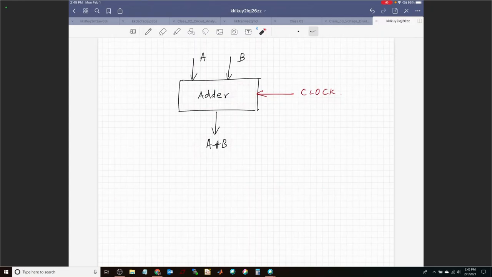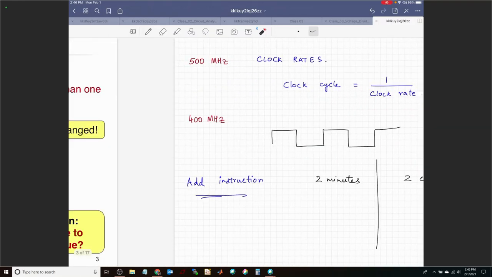So even with the 500 meg clock, or even faster 1 gigahertz processor, 3 gigahertz processor, there will come a time where you will have a bottleneck. Okay, I cannot go faster than this because my circuit itself will not support it. All right, let's come back to this.